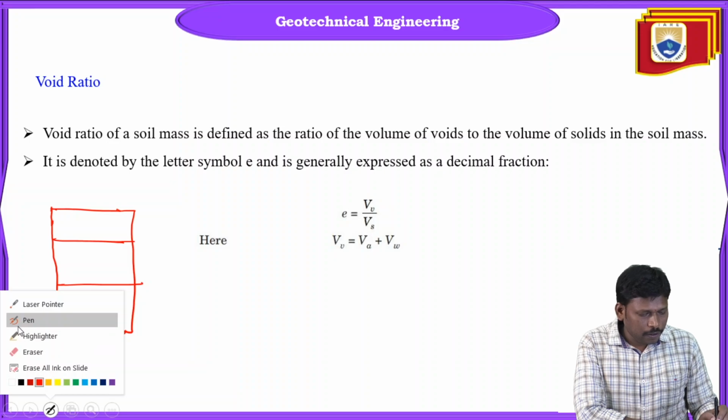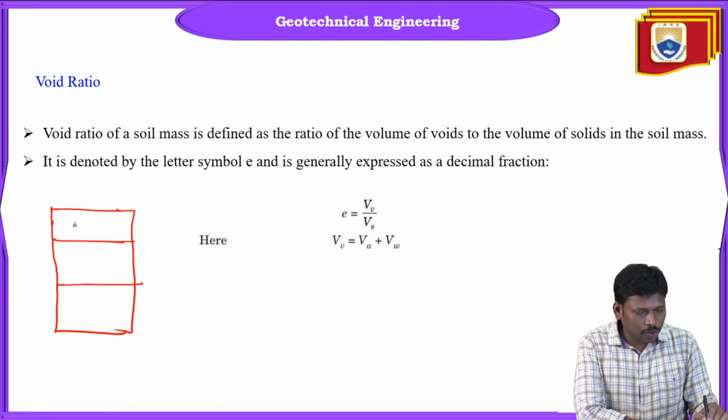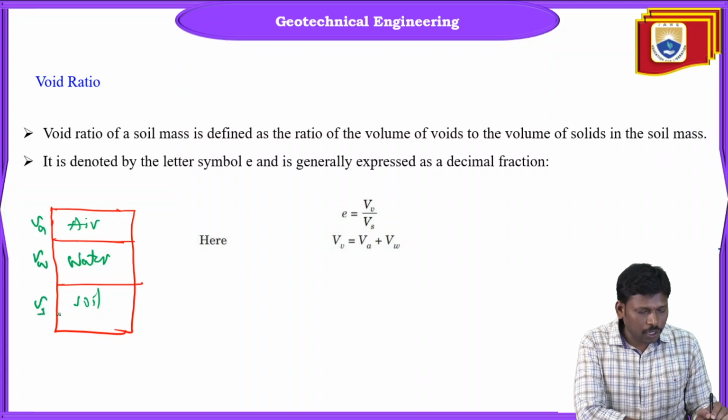Okay. So air, water as well as soil. So volume of air, volume of water, volume of soil. So this entire portion is the volume of voids.